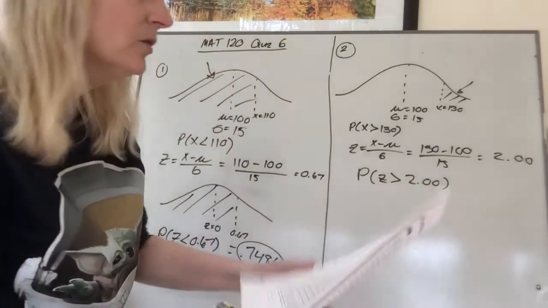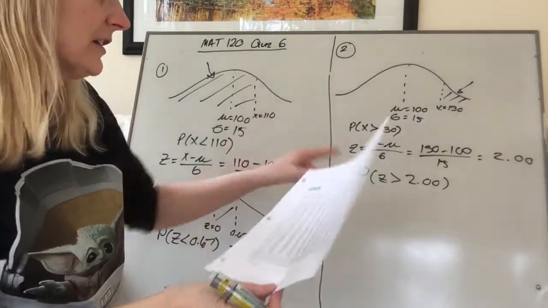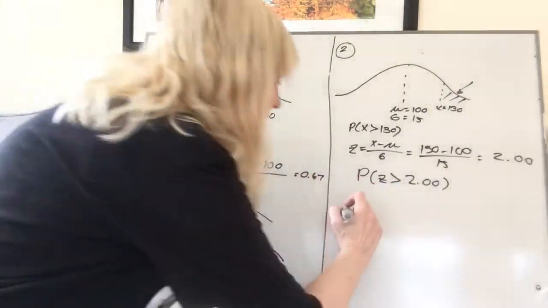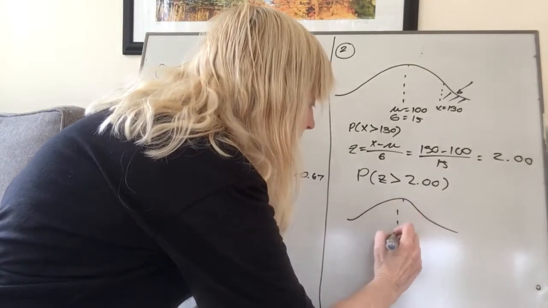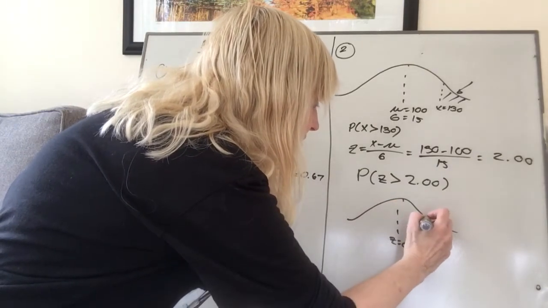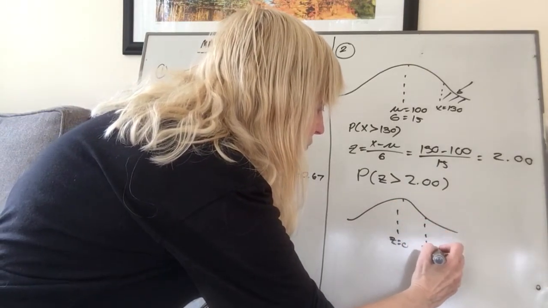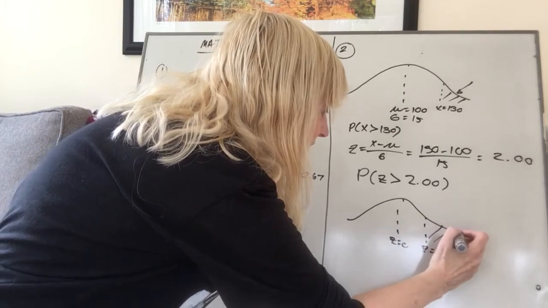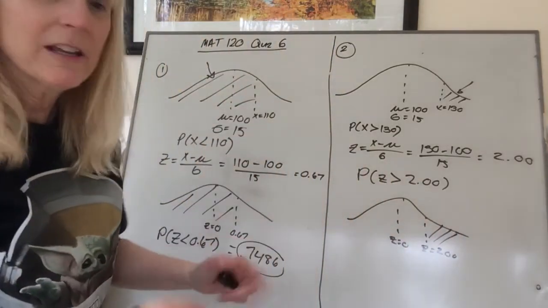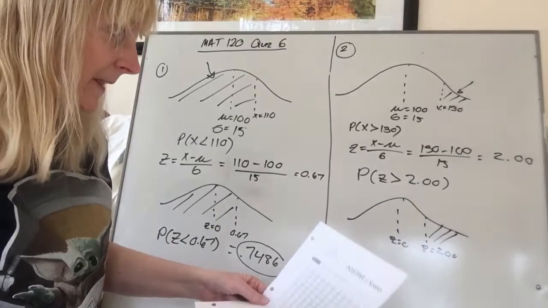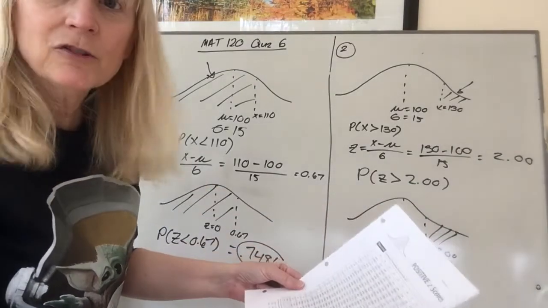So what do you do? You go to the positive z side again because it's a positive z. I can redraw it. Right down the middle, z is 0. Here is z equals 2.00. We want the area to the left, to the right, sorry. This time we want greater than. It's supposed to be bell-shaped. I'm not drawing very good.